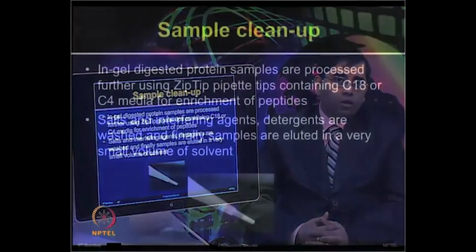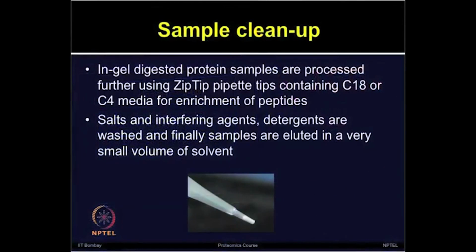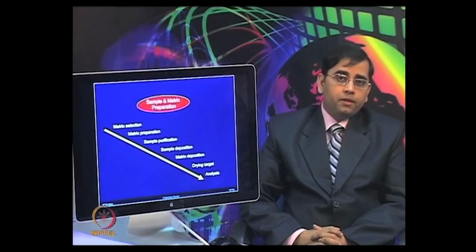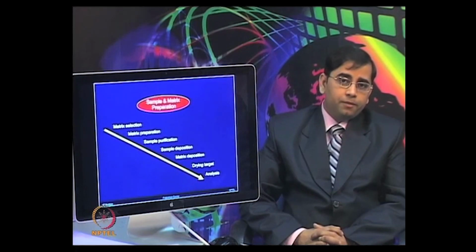So, it is recommended that one should use a cleanup step in between. The in-gel digested proteins can be cleaned up by processing further using zip tip pipette tips, which contain C18 or C4 media for enrichment of the peptides. Salts and interfering agents, the detergents, are washed, and finally, the samples can be eluted in a very small volume of the solvent. So, now you know how to perform the cleaning step by using zip tips.